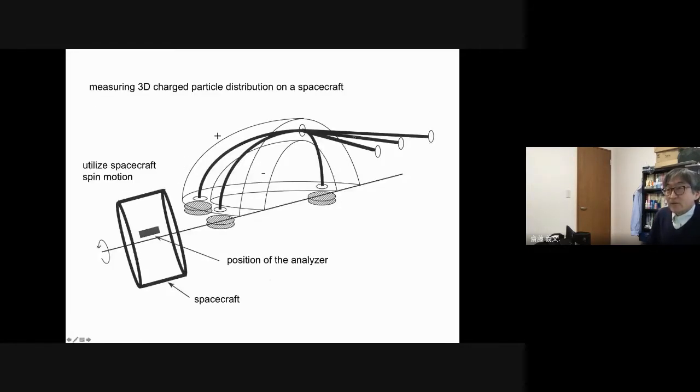When we install this instrument on the spacecraft, it is installed on the sidewall of the spacecraft, and this spacecraft is a spinning spacecraft. Utilizing the spacecraft spin motion, we can cover the three-dimensional space. So using this instrument, we can measure the three-dimensional charged particle distribution on the spacecraft.